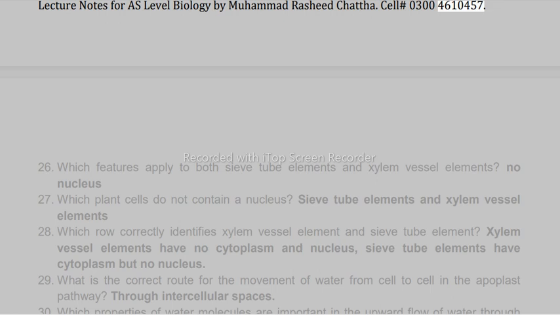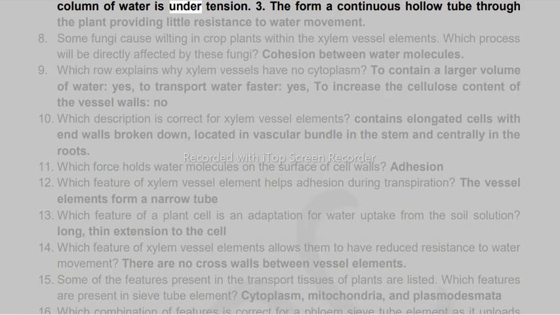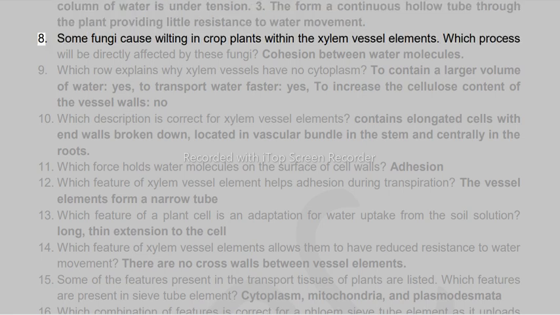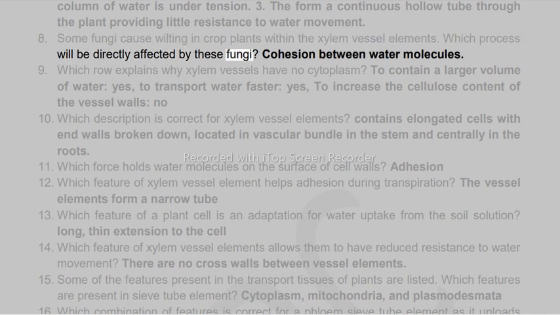Column of water is under tension. 3. They form a continuous hollow tube through the plant providing little resistance to water movement. 8. Some fungi cause wilting in crop plants within the xylem vessel elements. Which process will be directly affected by these fungi? Cohesion between water molecules.